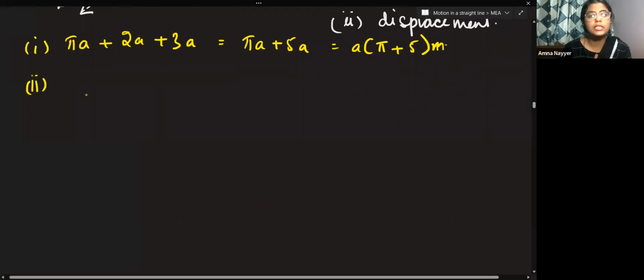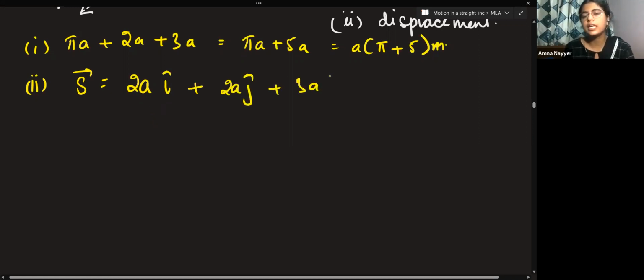So this will be equal to what? Displacement will be equal to 2a i cap. I am putting i cap for representation of the xy plane. Then we have again 2a, that length, plus 2a j cap. And then we have 3a k cap.